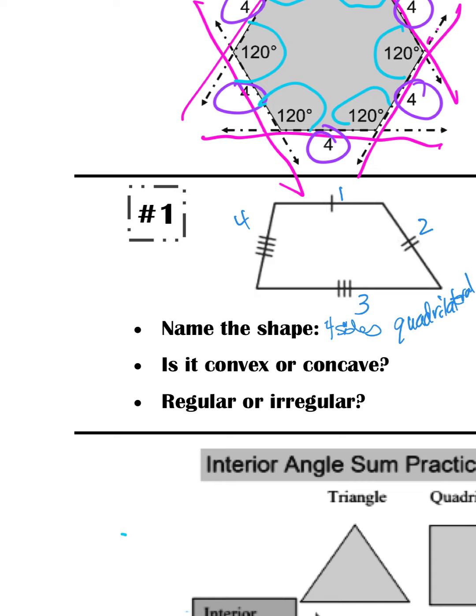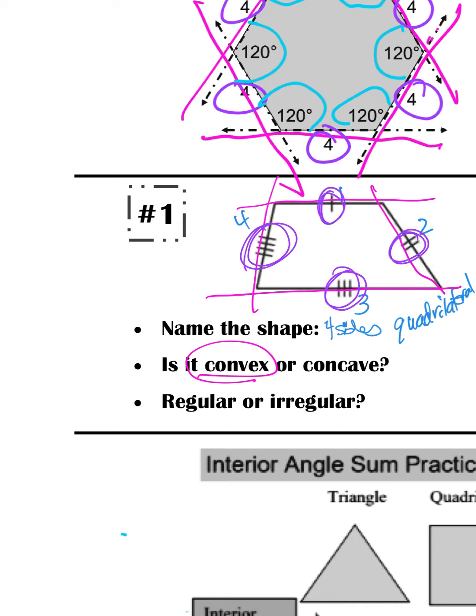So now let's see if it's convex or concave. So I'm going to line up my lines for convex and concave. Is it going on the inside? No, so then it is convex. Now, is it regular or irregular? Remember, regular means all sides and all angles are exactly the same. So if I look, this has 1 hash mark, 2 hash marks, 3 hash marks, 4 hash marks. None of them are the same, so it is considered irregular.